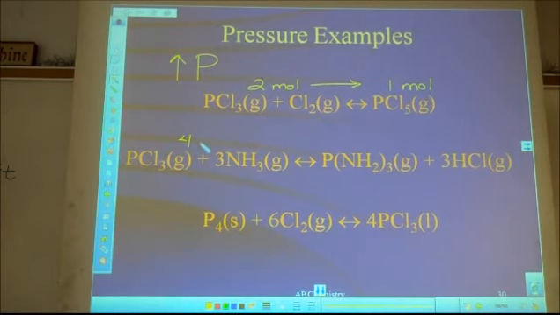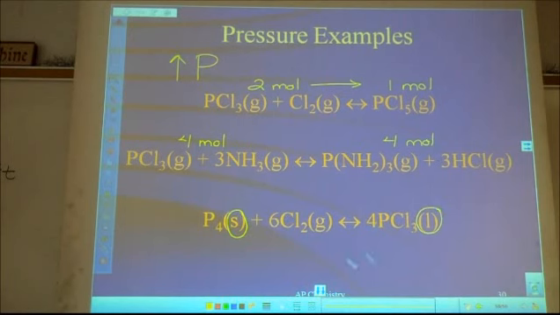Okay, we got 4 moles on the left. No shift. No shift. How about this one? Be careful. Well, no shift, because it doesn't have any. Be careful. Is it no shift? It doesn't have any gas left. It shifts. It does. How many moles of gas are on the right-hand side? 0. 6 moles on the left.